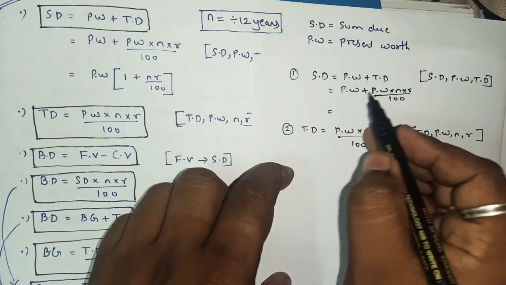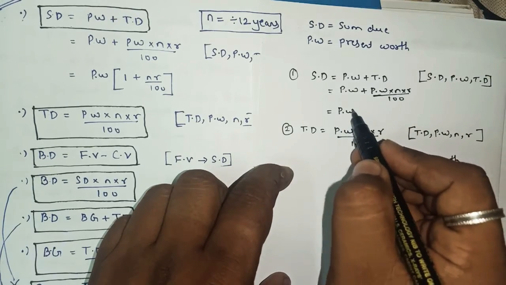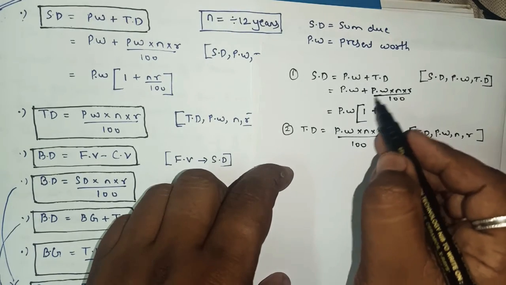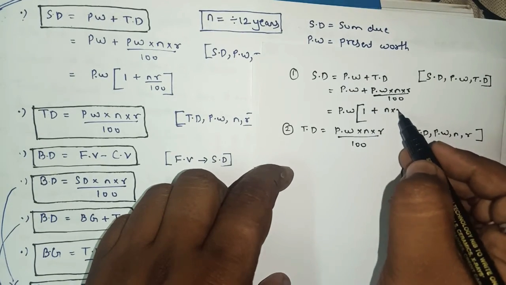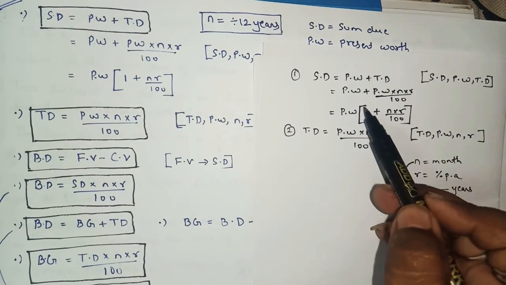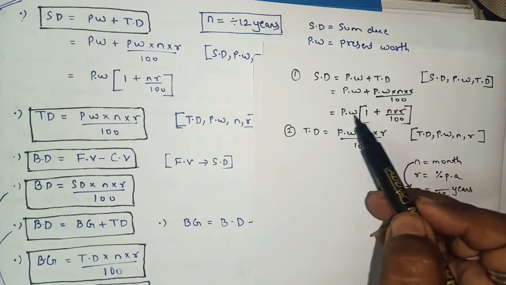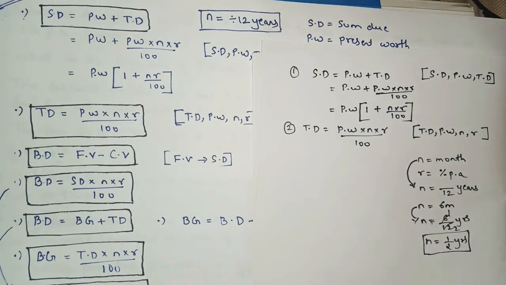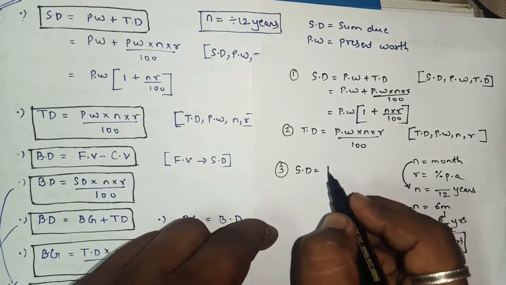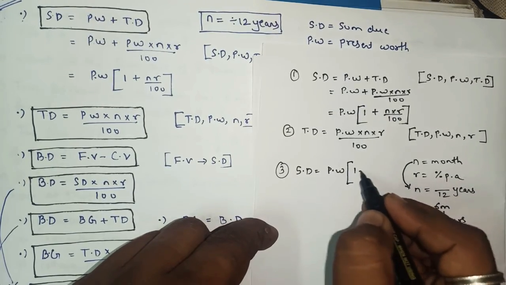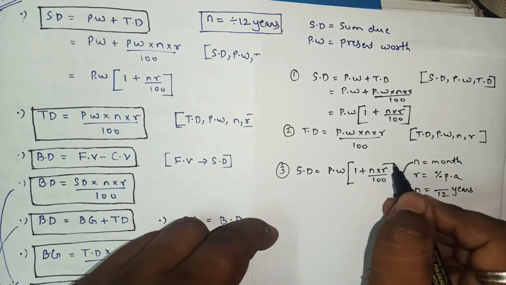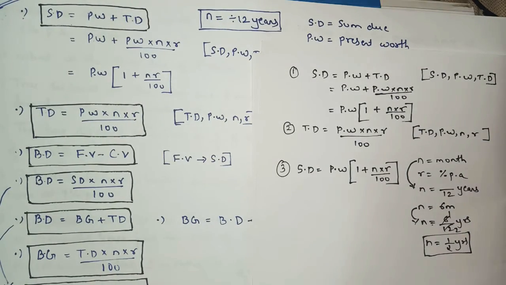Can I say here PW will be taken common? Inside the bracket, PW is outside, so we'll write 1. Here PW is outside, so we are left with N into R upon 100. Just open the bracket and see: PW into 1 gives PW, plus PW into N into R upon 100. So here we got one more formula for SD, that is PW into (1 plus N into R upon 100). Okay, so these three formulas are very important.